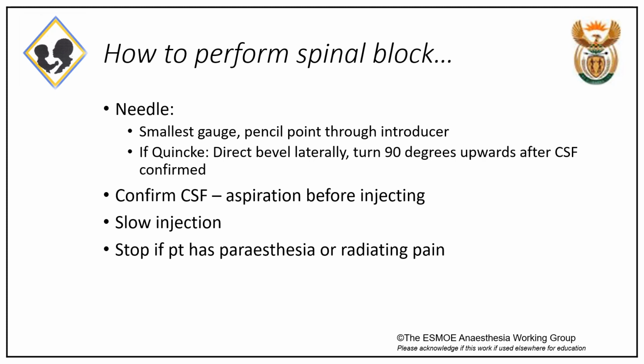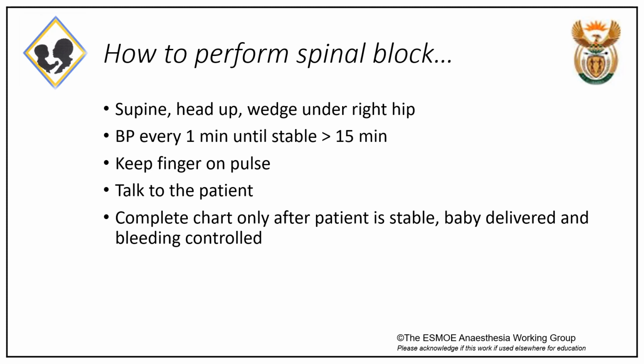After injection, remove the needle and syringe and observe for bleeding. Cover the puncture site with a sterile dressing. The patient must lie down immediately with a wedge under the right buttock and slightly head up. Blood pressure must be measured every minute. Keep a finger on the pulse the whole time until the blood pressure has stabilized.